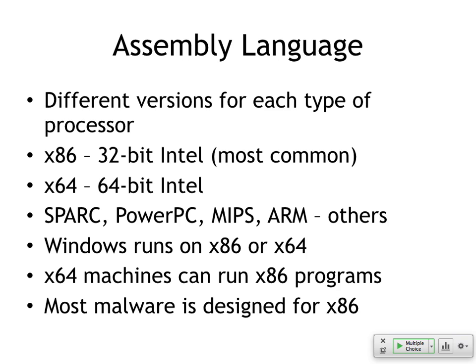Yeah? What are AMD processors? AMD, they're x86 and x64 compatible. They're Intel compatible. Oh, okay. Yeah. So the most common, of course, for PCs is 32-bit Intel, although now 64-bit Intel is quite popular too. And on portable devices, you have these other things like ARM and so on. Your machine language depends on the processor, and therefore your assembly language depends on the processor.